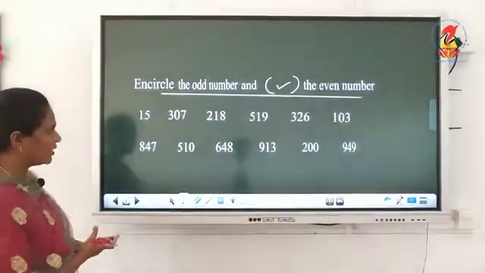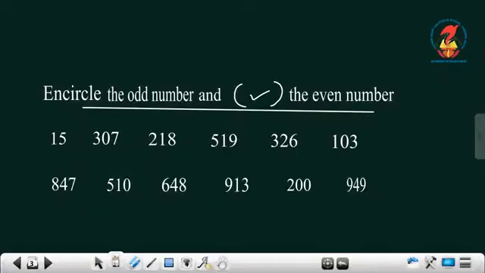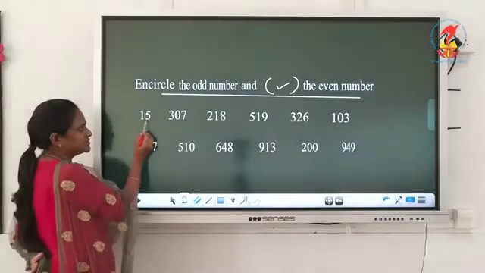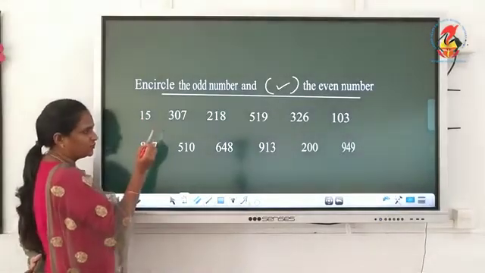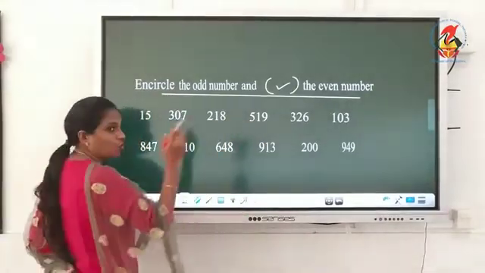Now, let's move on to the next one. Further questions you have to do by yourself. Encircle the odd number and tick the even number. Encircle the odd numbers means you have to circle the odd number and you have to put a tick over the even number. Do you want to check each and every number? No need for that. You have to look at the last digit of each number, that is the ones place.